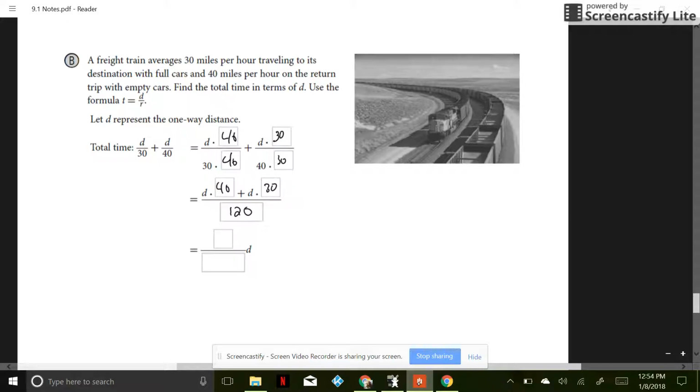So adding in the numerator, we'll end up with 70d over 1200, 2 zeros there, 70d over 1200, which will simplify to 7 over 120d.